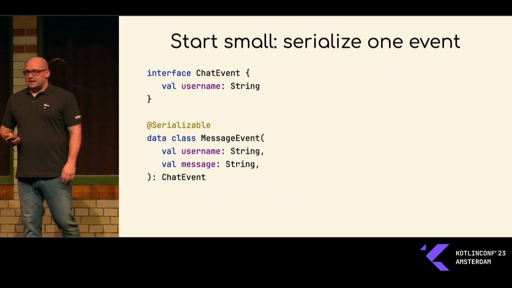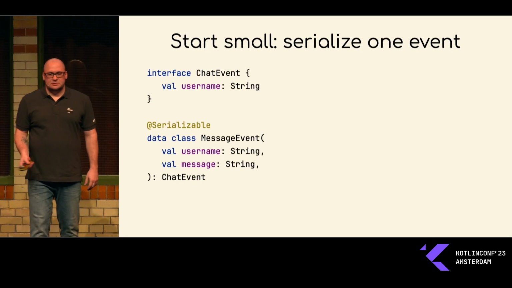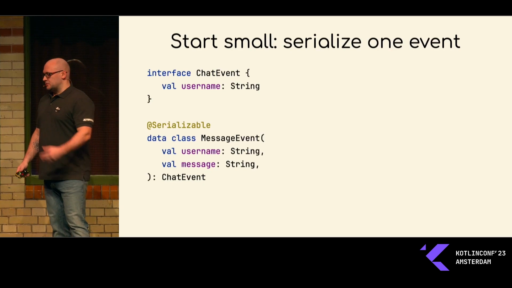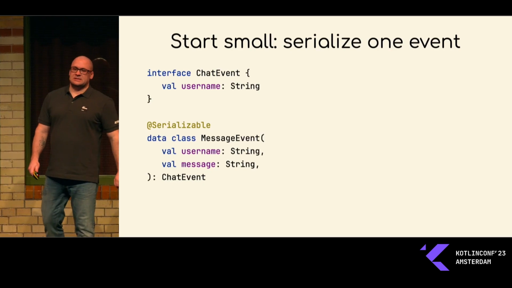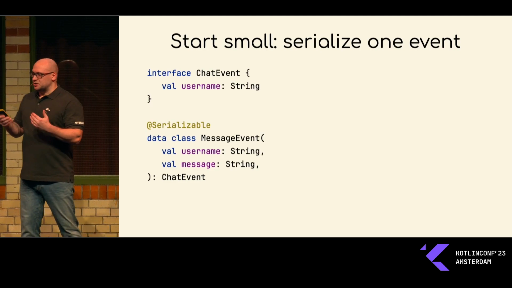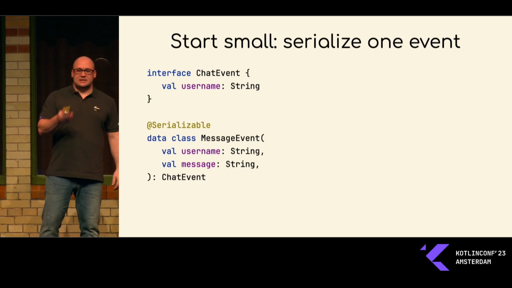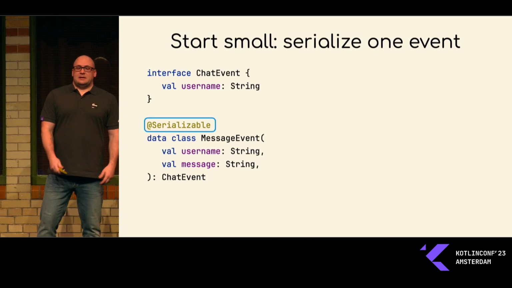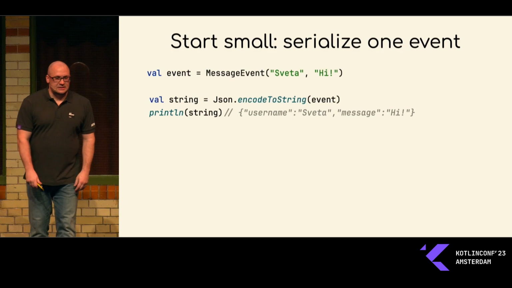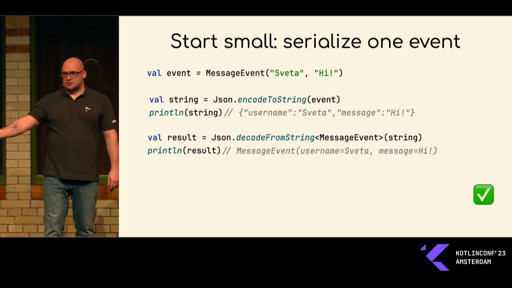So how do we serialize that? Let's start with the baby steps. We're going to just serialize one event, assume that we only have message events, so everybody just receives text messages. And for a real situation, we are using the interface as well. We're going to mark the data class as serializable, and we're going to just use it in our code. Create an instance, encode it as a string, decode back, everything works.